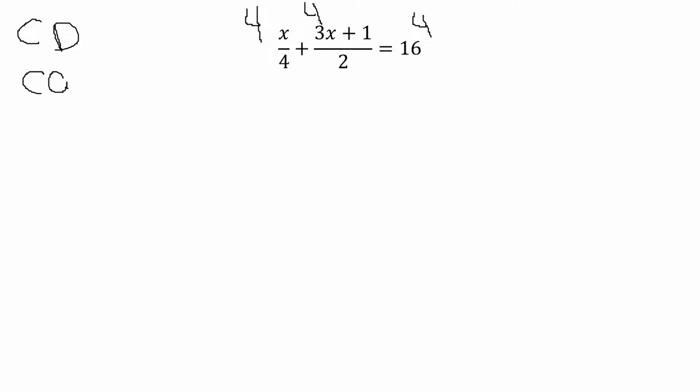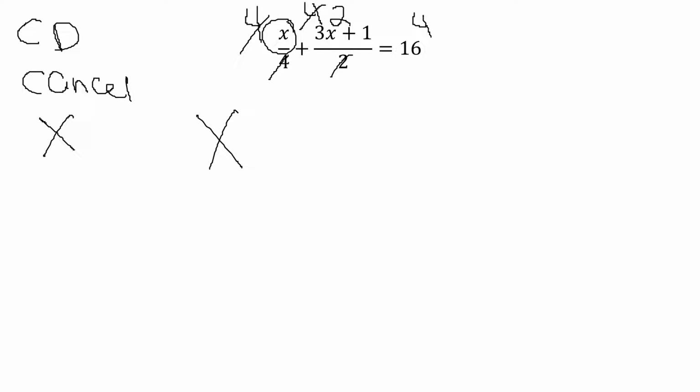Step 2 is to cancel. 4 over 4 cancels out. 4 over 2 becomes 2, and there's nothing to cancel that last 4 out. Now I multiply. All that is here is an x, so that first term is x.